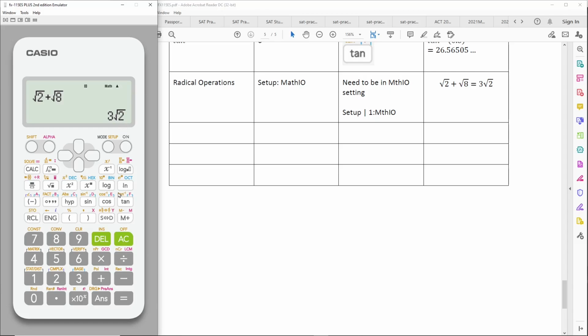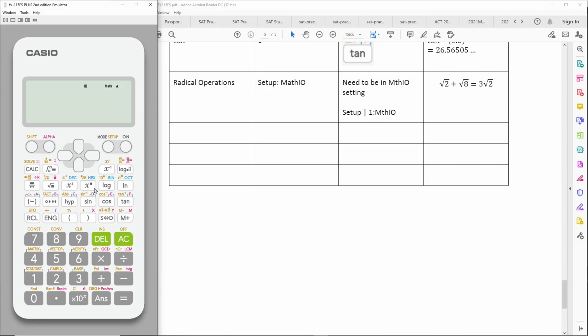If you need to change it to decimal, press your decimal button. So it's equivalent to 4.242640687. So if I want to find the square root of 18, it's going to be 3 square root of 2.